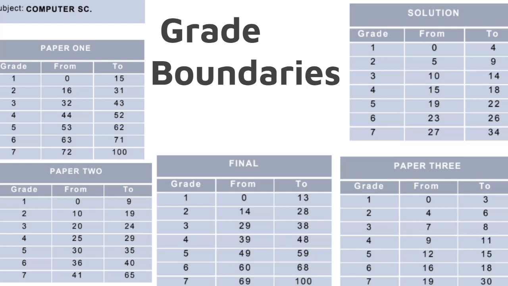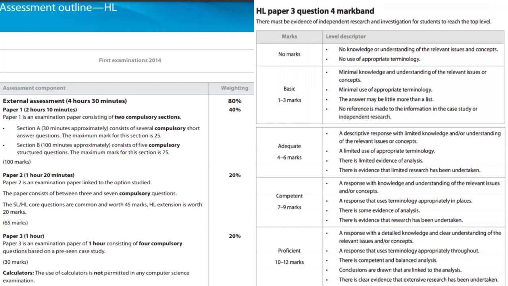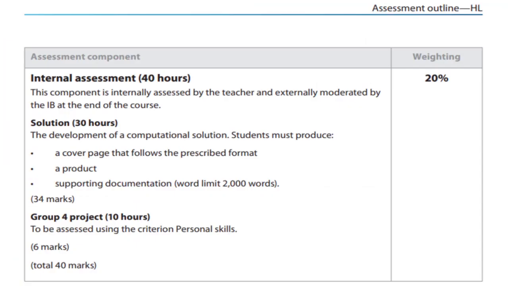This is the grade boundaries for paper 1, 2, 3, the IA, and then the final IB grade boundaries. This is the assessment outline for HL for paper 1, 2, 3. Paper 1 is 2 hours 10 minutes, holds 40% weightage. Paper 2 is 1 hour 20 minutes, holds 20% weightage. Paper 3 is an hour and it holds 20% weightage. Together, paper 1, 2 and 3 hold 80% weightage and the IA holds 20% of the weightage.